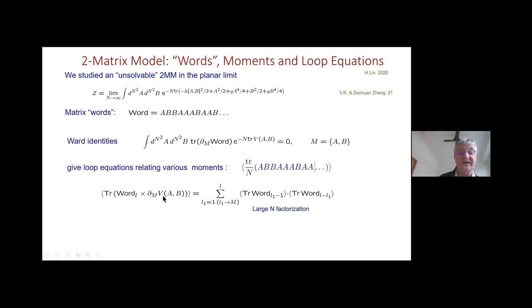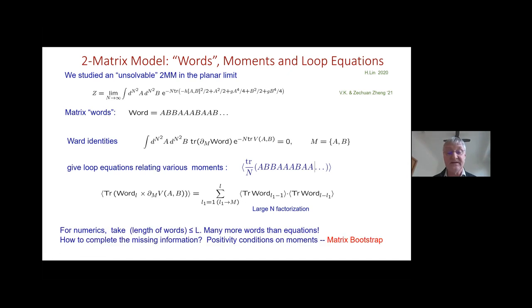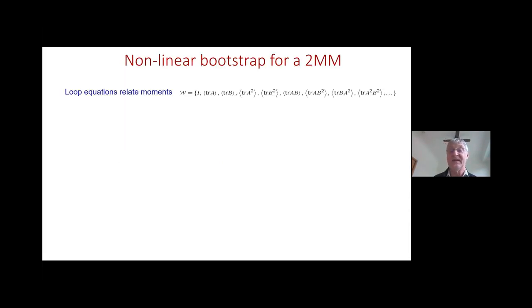On the left hand side we have the derivative of the action under the trace, which gives a combination of words of slightly bigger length than the original one. And of course, in Bootstrap, we simply limit ourselves to words of a certain length, L. It gives many more words than equations, many more moments than equations, and we have to impose some conditions. Here, the Bootstrap scheme comes into the game. We have to impose the positivity conditions, namely.